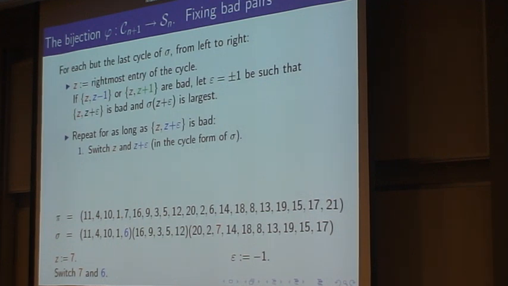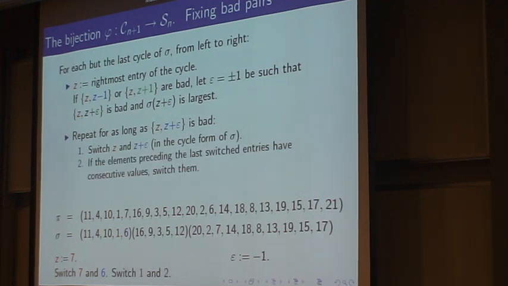The problem though is that some other things could go wrong now. For example, these entries preceding 6 and 7, there's this 1 and this 2. Pi of 1 was 7 and pi of 2 was 6. But now sigma of 1 is 6, and sigma of 2 is 7. So there was a descent that is not there anymore. That's because the entries preceding 6 and 7 are consecutive. So what I'm going to do is just switch 1 and 2, and then I keep doing that. If this 20 and this 10 were consecutive, I would switch them, but I don't have to do it.